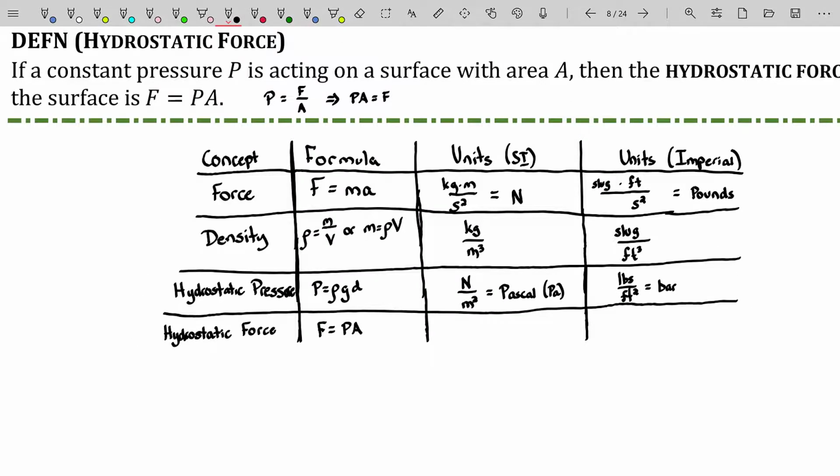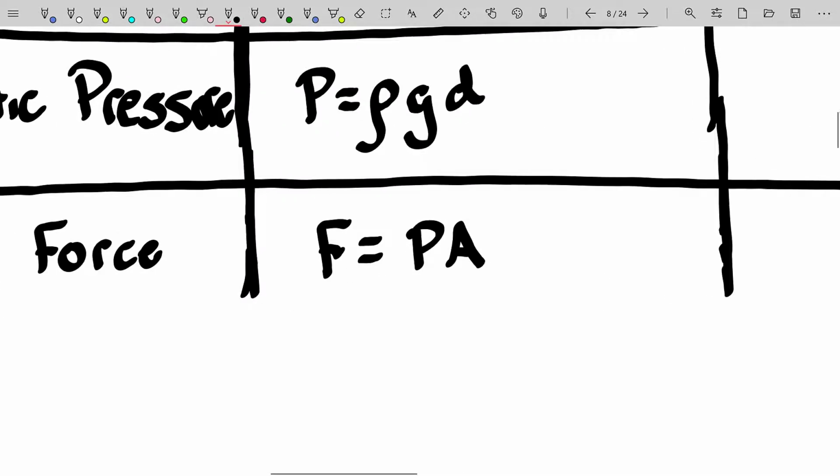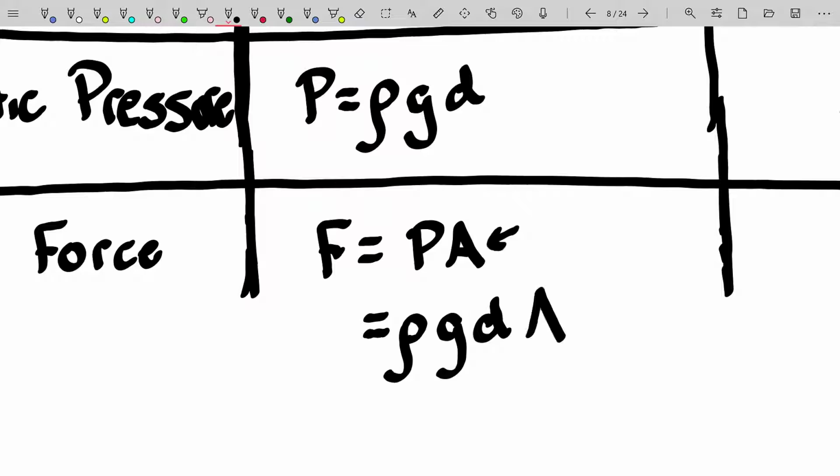And before I actually finish this out, the formula for hydrostatic force is pressure times area. But we happen to know the pressure is rho g d, right? Density times acceleration due to gravity times the depth below the surface of the fluid, of the slice of water that you're looking at, times, again, we need the area, so times area.